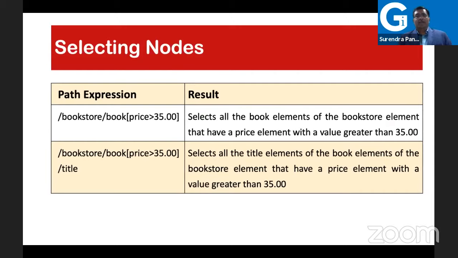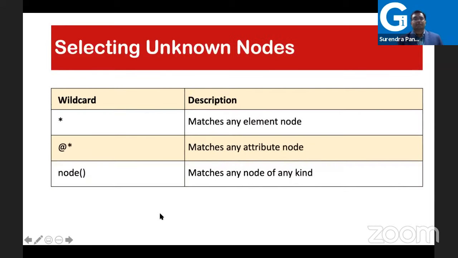So again, one more option is given. If you have /title, you are going to access the title in this case. So select all the title elements of the book elements where the bookstore element has a price element with a value greater than 35. These are the ways path expressions are written.